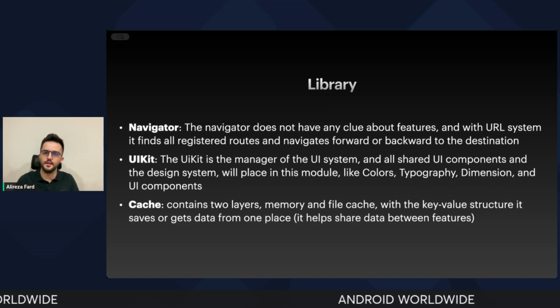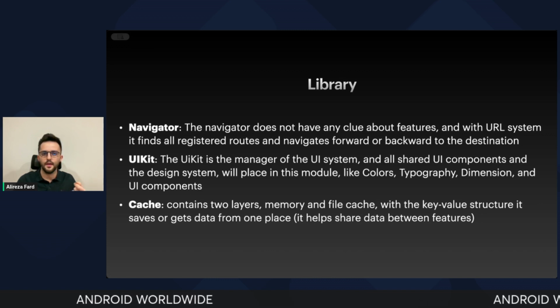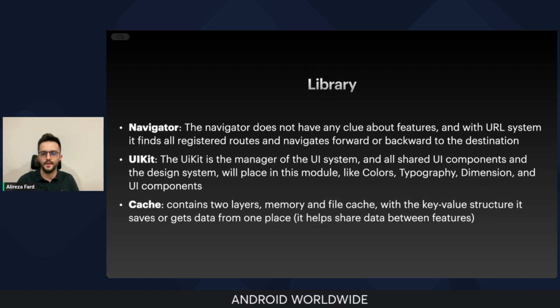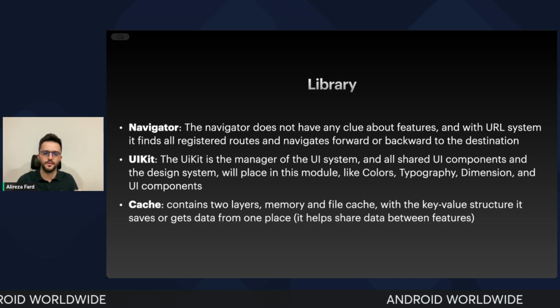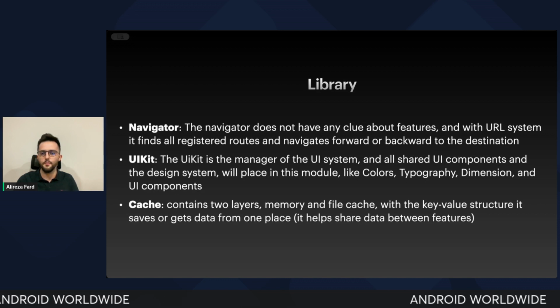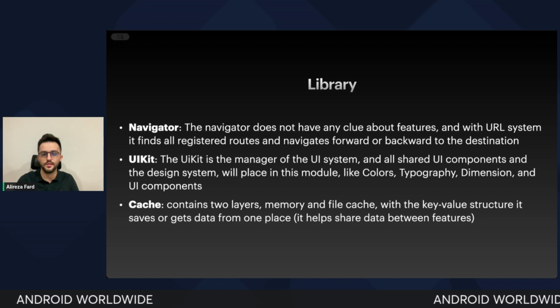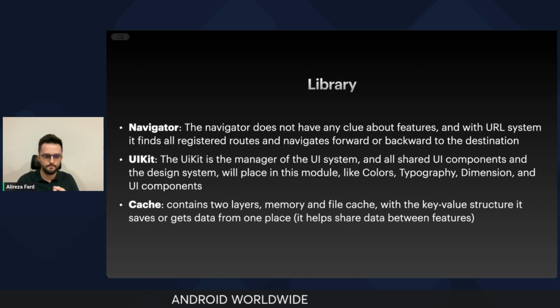UIKit is our design system module, and we define all of the theming, colors, and typography inside of that. When we want to update our design system, we just go to one module instead of going to the rest of the application and trying to find all usages of one button, or finding which component uses dark theme or light theme. In one place, we can manage all of them. Or caching, like I mentioned in the previous slide, it contains the key-value structure, to save and get the data with the same interface across our features.